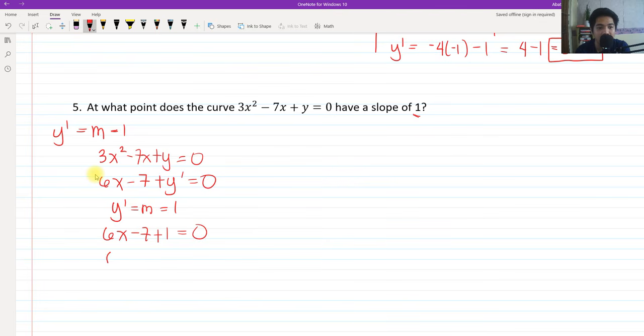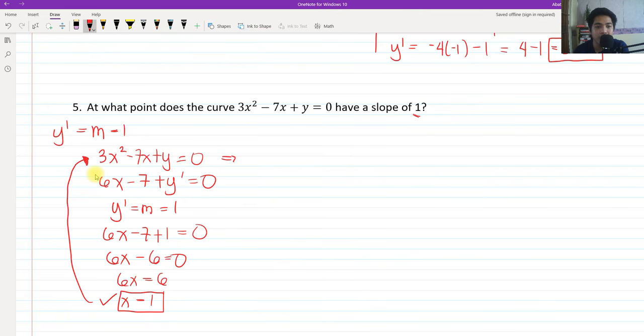Okay, isolate x. So we have 6x minus 6 equals 0, so 6x equals 6. So our x would be 1. That is our x. How about getting the point y? We will go back to the original equation and substitute the value of x that we have got to find the value of y.